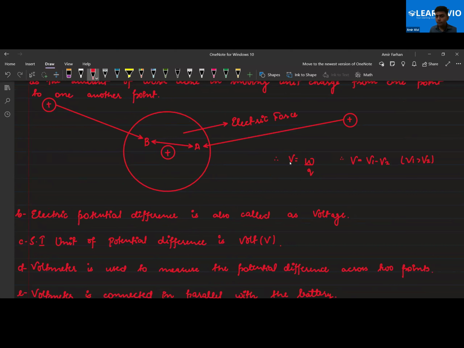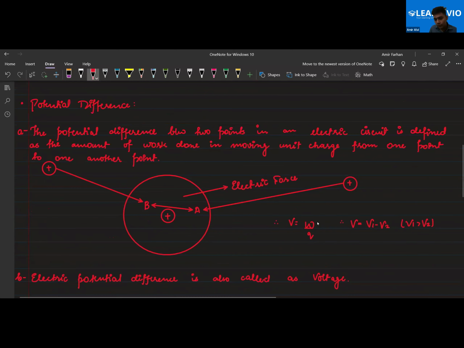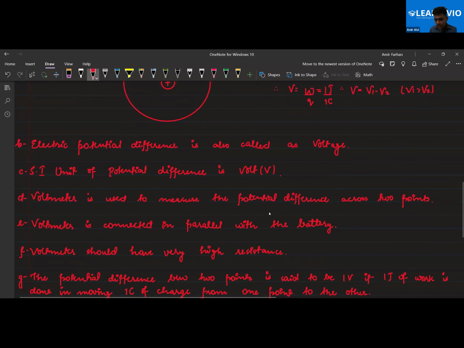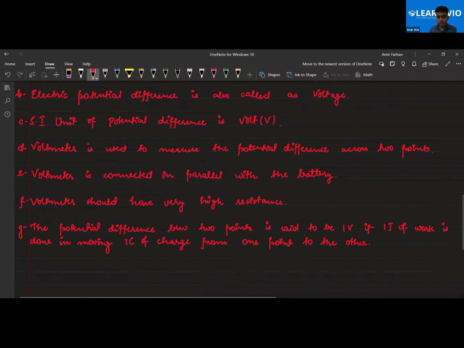Yes or no, everyone? If you substitute 1 joule divided by 1 coulomb, 1 joule by 1 coulomb is 1 volt. That's why I said if 1 joule of work is done to carry 1 coulomb of charge from one point to another point, it is called 1 volt. Am I clear to all of you? Is there anyone who is having doubts till now?